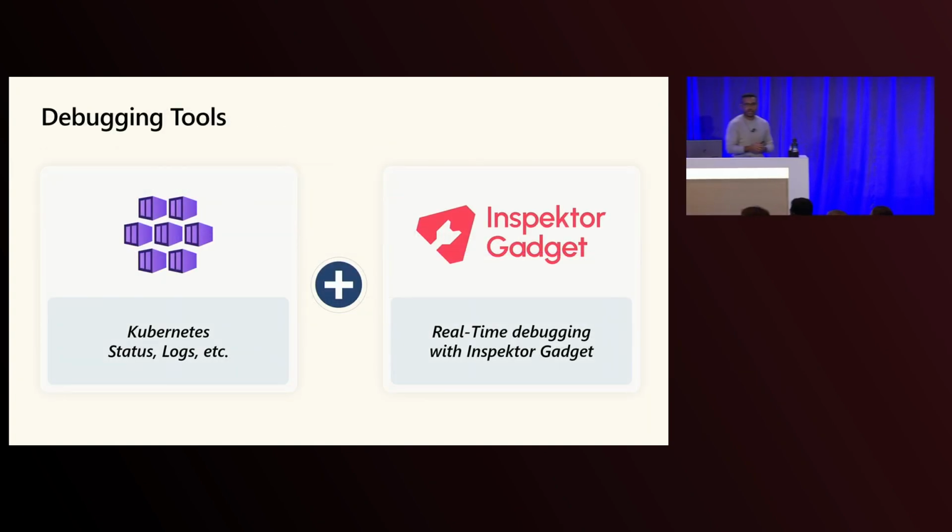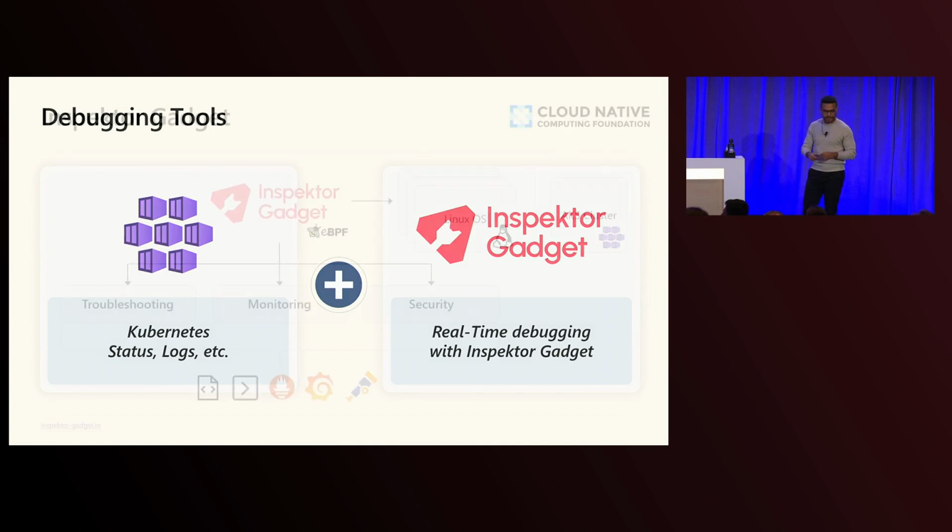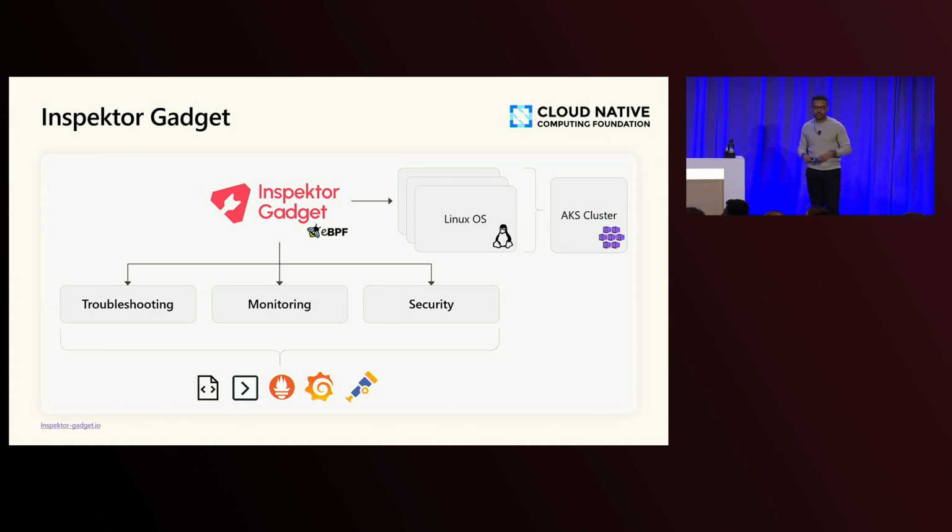The debugging tools that we will be using today are all the information that Kubernetes provides, in particular the logs, and Inspector Gadget for real-time debugging. Let me briefly introduce Inspector Gadget before we start using it. It is an open source project for troubleshooting, monitoring, and security. It is extensible through a set of tools that we call gadgets, and those gadgets can be used in those three areas. For instance, for troubleshooting, you can use it for real-time debugging, which is what I'm going to demo today.